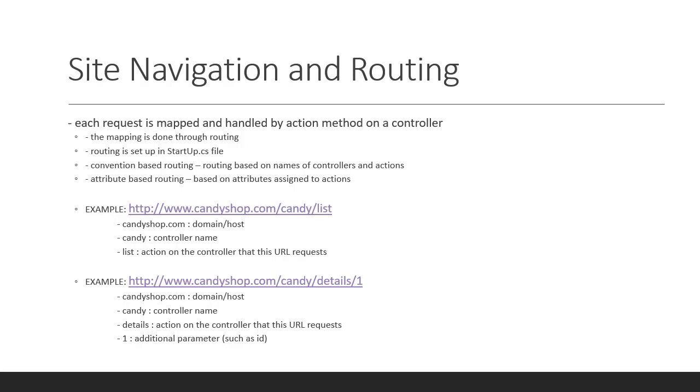We need to tell the MVC that when a route with two segments after the domain is found, then the first part is the controller and the second part is the action on that controller. And we could add other segments as well. For example, in the second example, we have candy/details/1. Here, the controller is still candy, but the action is now details, and we are also using an ID, 1, which would typically mean that we want to display details of a candy with ID 1. And just like before, we need to let the MVC know of this pattern and set up routing for it.